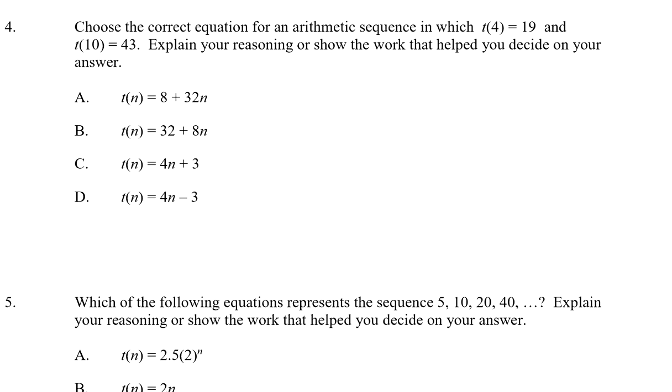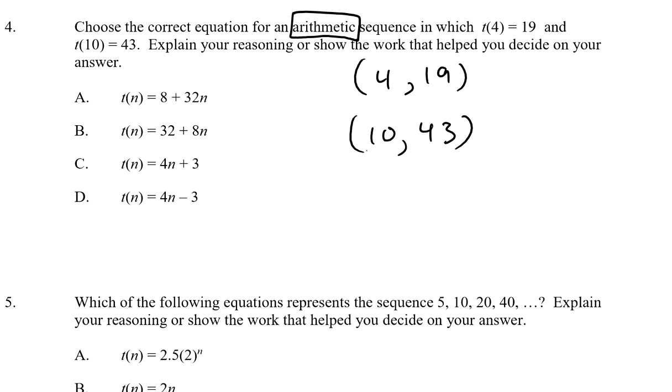So this next, actually two questions are multiple choice. It says choose the correct question for an arithmetic sequence in which the fourth term is 19. And that's very interesting. They are telling me that this is arithmetic, and I know that the fourth term produces 19, and I also know that the 10th term produces the number 43.